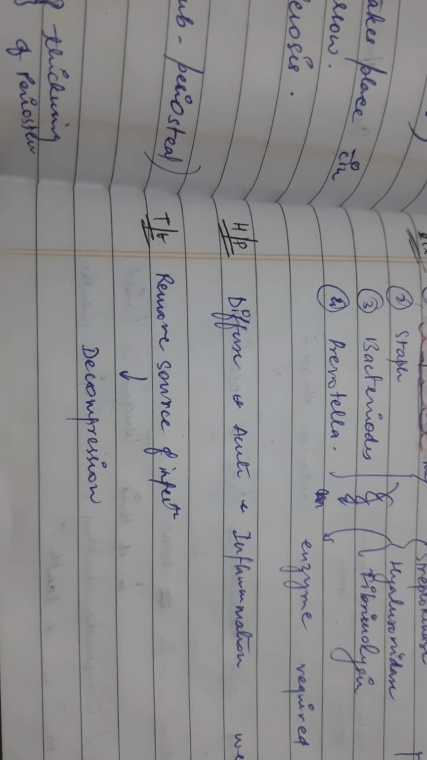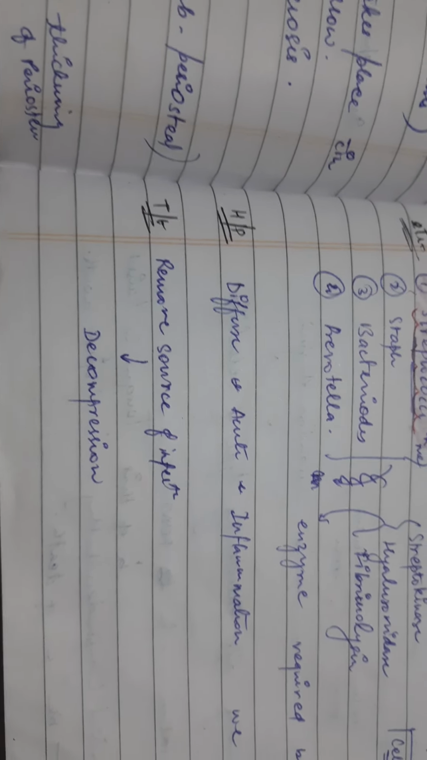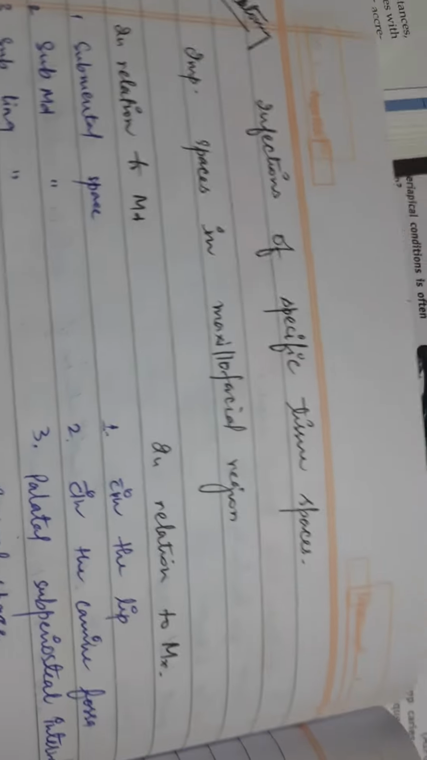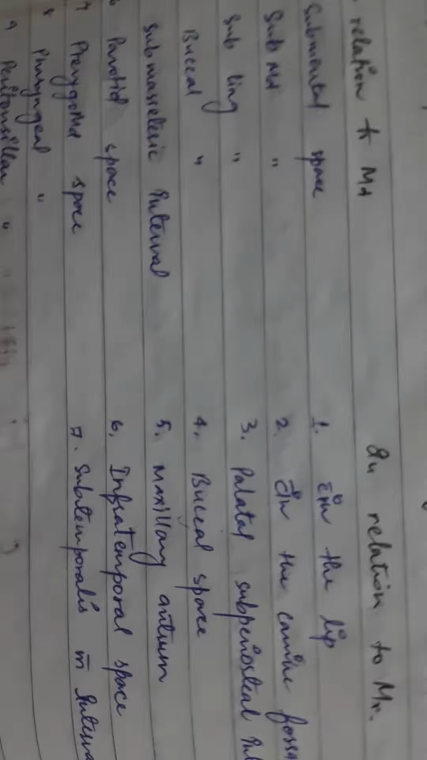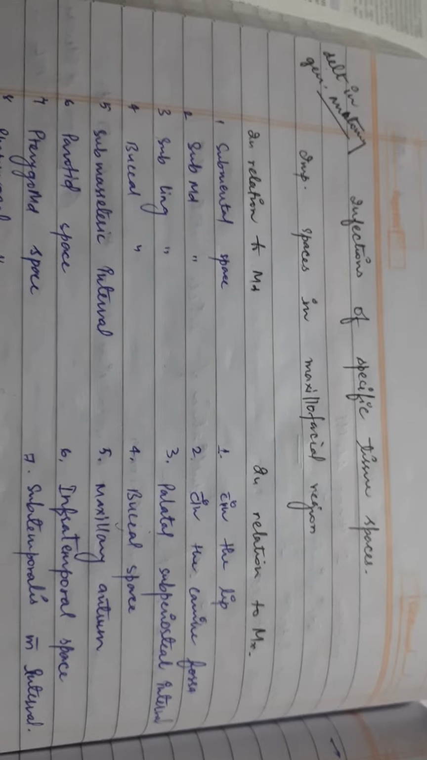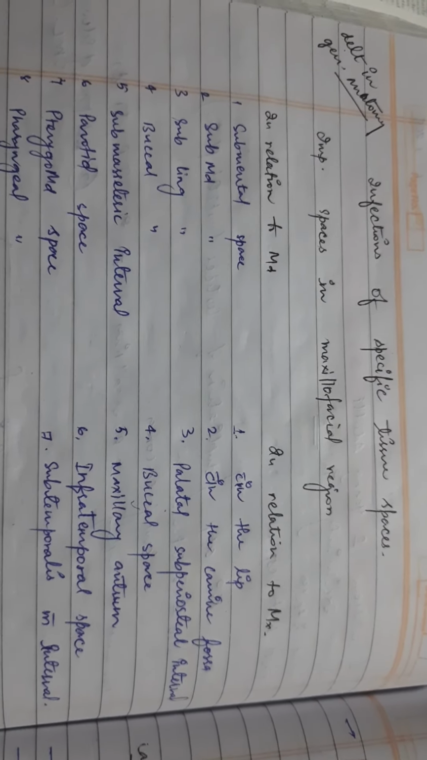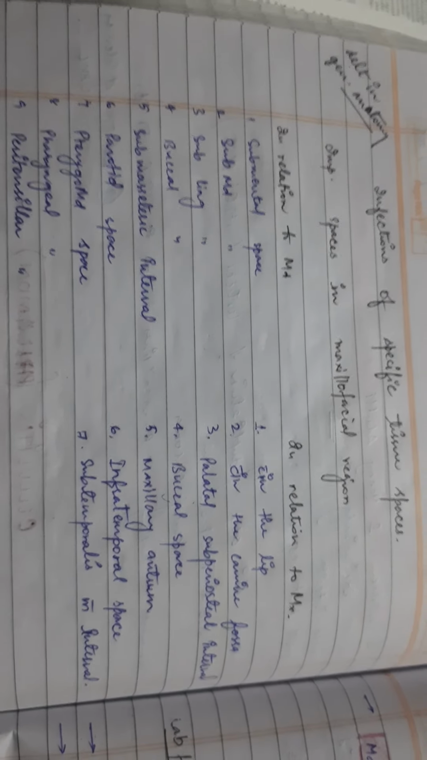Treatment: remove the source of infection, and then decompression. Now we will see infection of specific tissue spaces, not in detail, but just the names. We will study them further in general anatomy and oral surgery. In space infections, here we will just study the names.